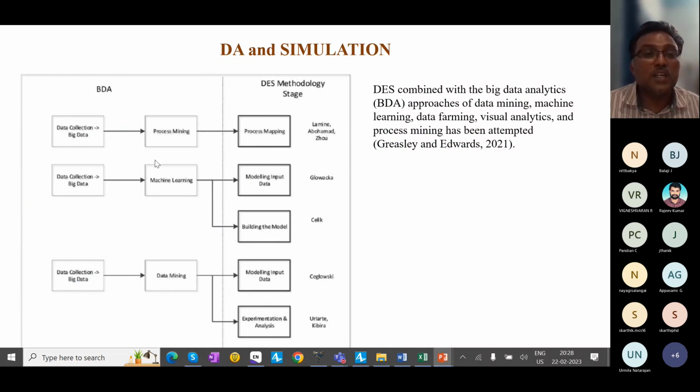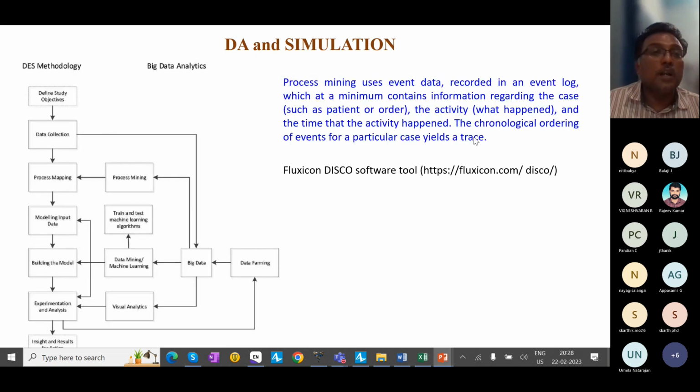So if you see big data analytics, mainly you have process mining, machine learning, and data mining. And in simulation, you can refer to this paper. This paper highlights how data analytics can be useful for simulation. And I'm just rushing through my remaining slides. You can see here, process mining.